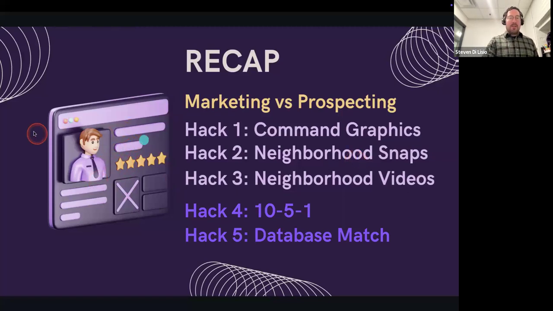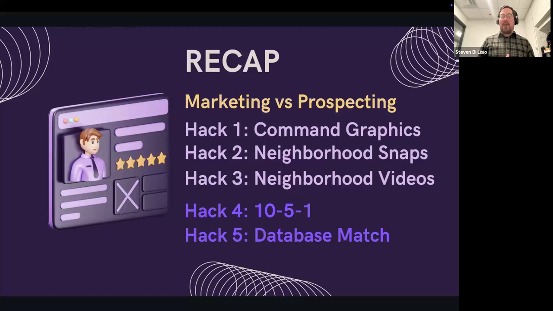All righty, y'all. So today we saw a little bit of information about marketing and prospecting. We saw the difference between them, and then we went through 5 hacks, 3 for marketing and 2 for prospecting through social media. Hack 1 was the command graphics, where I showed you how to use the KWLS to bring in photos and information about listings. Hack 2 was the neighborhood snaps, showing you how to bring in those images that already have that data built in for each neighborhood you pull up. Hack number 3 was the neighborhood videos that you can create in less than 2 minutes. I had a full 1 minute long video that I can utilize on stories or on my timeline.